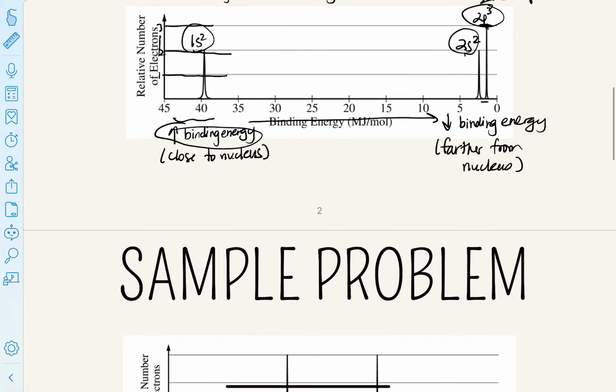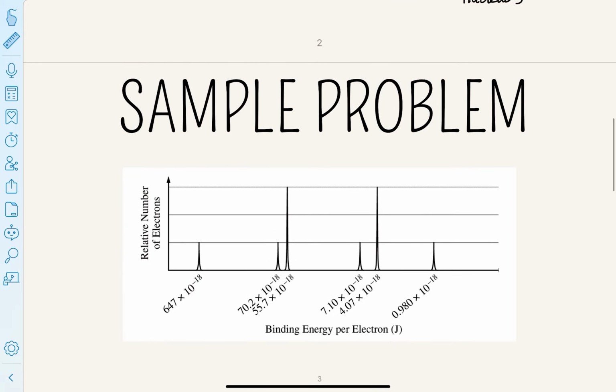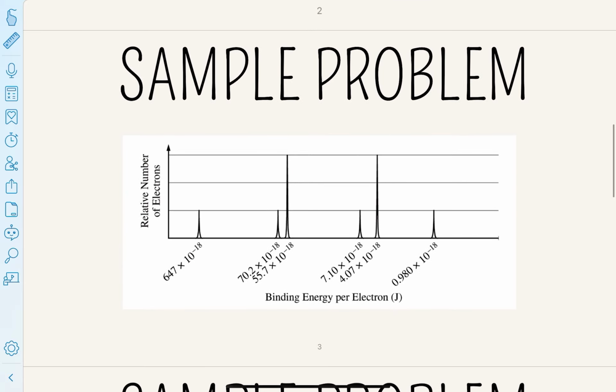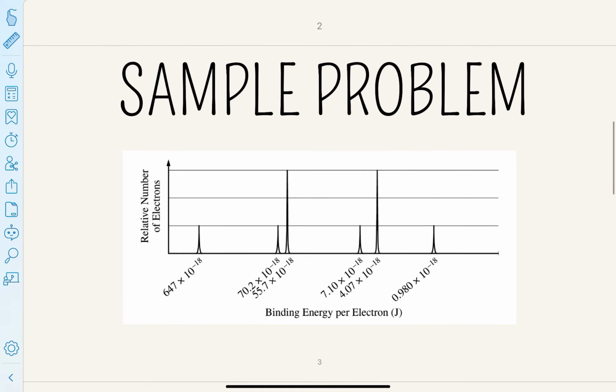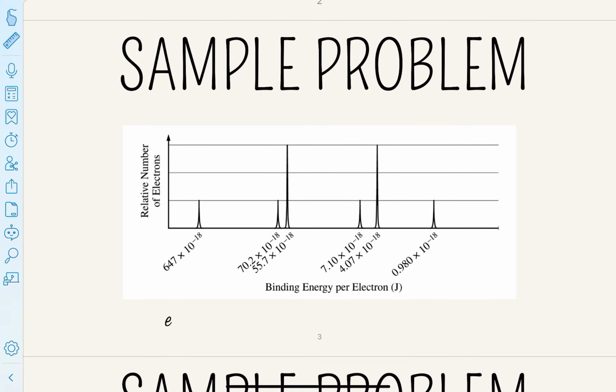Okay, let's try another question now, a sample question from one of the older AP free response exams. And so similar kind of thing, okay? Let's use this graph to determine the electron configuration and the identity of the atom. Let's try to figure out both of those things based on this graph.